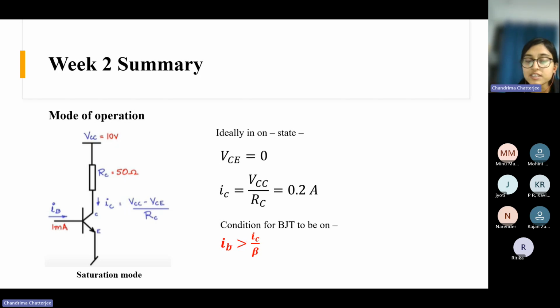So in linear region, we saw that IC is basically beta times IB, right? But for saturation region, your IC should be less than beta times IB, or IB should be greater than IC by beta. That is the condition for saturation mode. This mode is important for us because in this mode only we will operate the BJT when we will be using it in a converter as a switch.